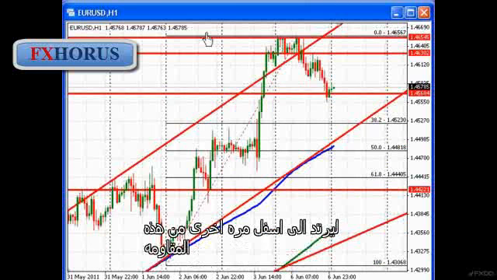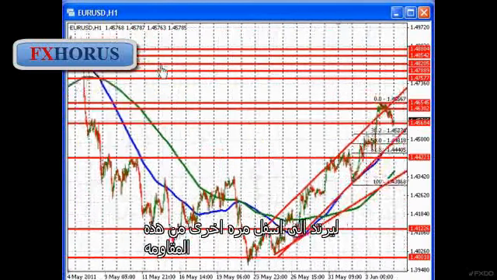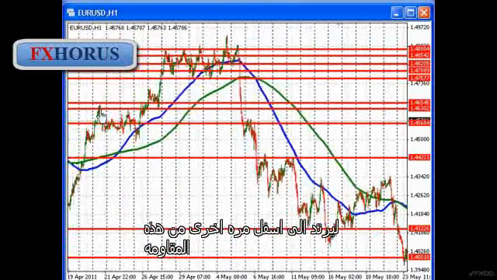We had targeted that 54 level as a ceiling for the euro versus US dollar. Where did that level come from? And we targeted it on Friday. We talked about it here today. That level came from this area, the last time the market was at this 54 level.